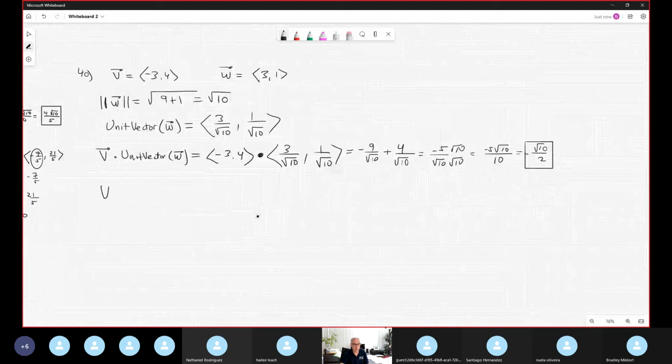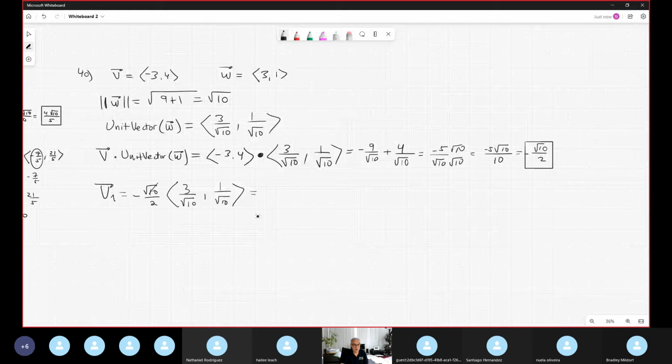Now for finding B1, you multiply this number, negative radical 10 over 2, times the unit vector in the direction W, which is 3 radical 10, comma, 1 over radical 10. This is unbelievable, but this cancels with this and that. And the answer is negative 3 over 2, comma negative 1/2. Both are negative because this number is negative, no? The components are positive, and when you multiply by a negative scalar, both components are negative.